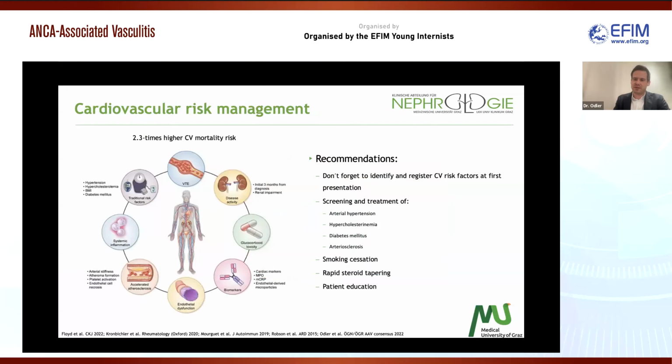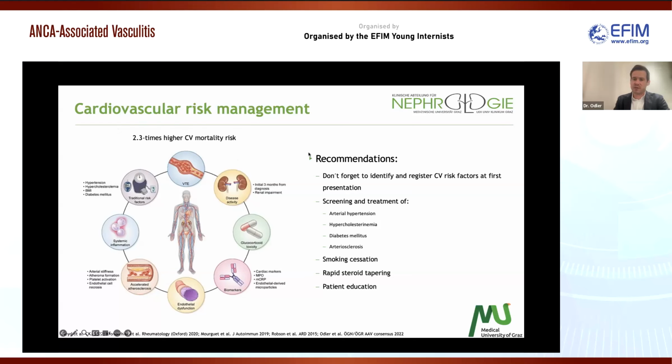The last thing that I wanted to mention to you is the cardiovascular risk management in ANCA-associated vasculitis. I mentioned at the beginning of my presentation that these patients are facing a high mortality risk, and one of the most important predictors next to the infections and kidney involvement are the cardiovascular comorbidities and complications.